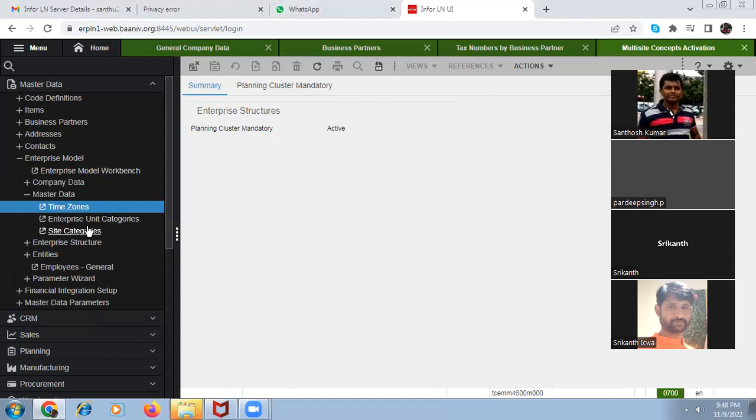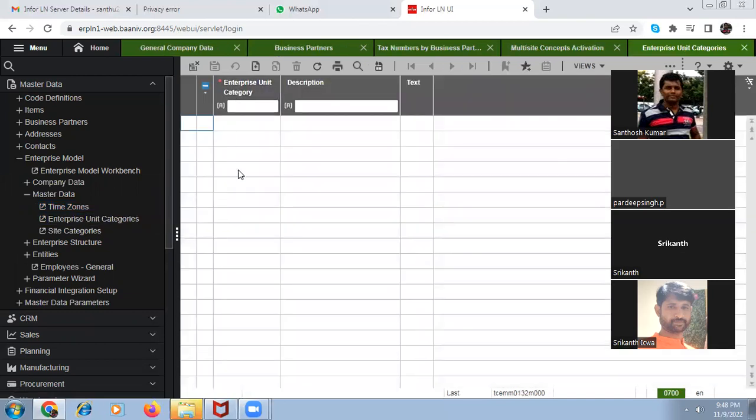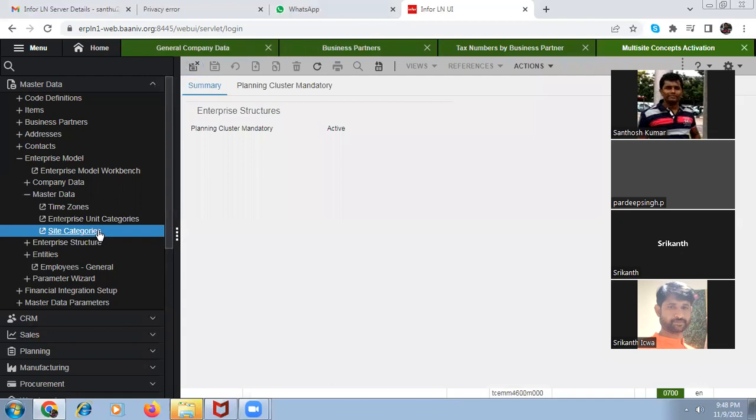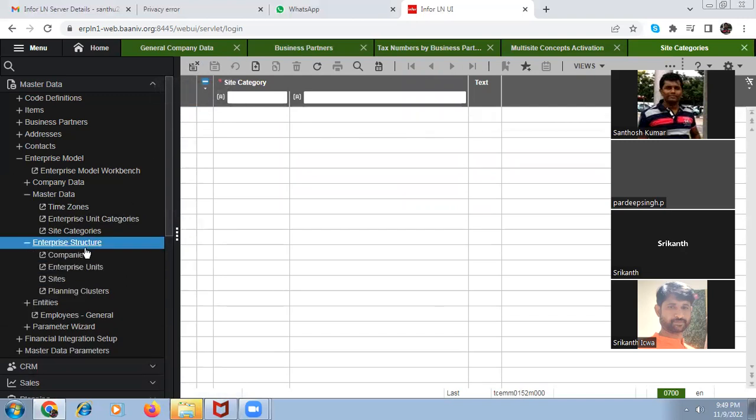Time zones: how time zones are needed, what kind of time zones you can enter. Enterprise unit categories: they can choose some category here, and you can use those categories in your enterprise structure. That's all. Site categories, I do not know what they are for. Maybe that is also some kind of category we can create. The main thing comes into the picture in enterprise structures.